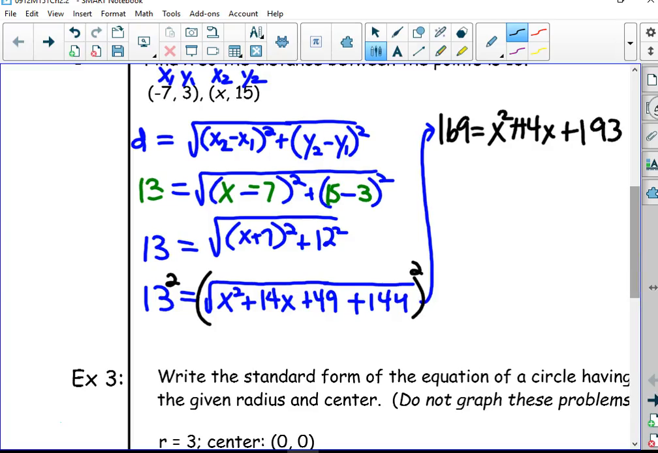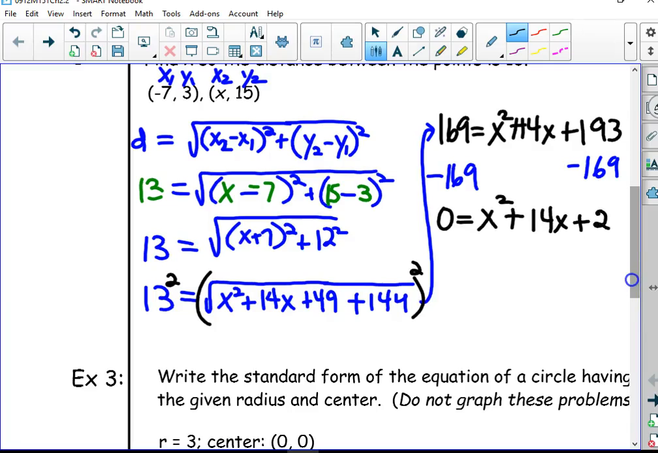All right. So in order to solve this, we need a 0 on one side, and we hope that what we get after we get a 0 on one side is factorable. It is. If not, we'd have to complete the square or use the quadratic formula or something like that. X squared plus 14x plus 24.